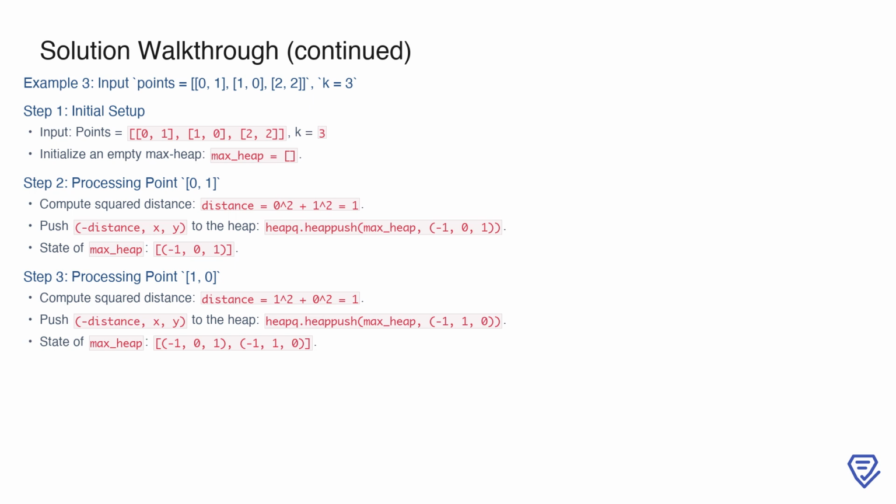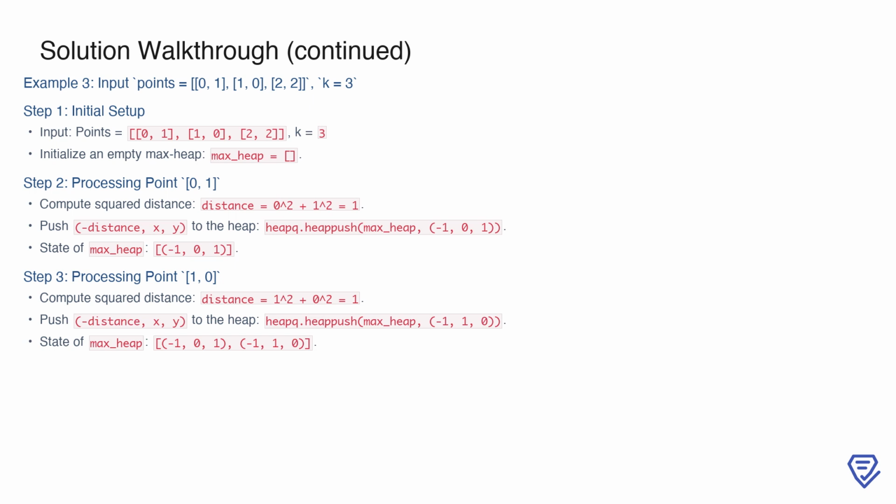First, we initialize an empty max heap. We then process the point [0, 1], calculating its squared distance as 0² + 1² = 1. We push this into the heap as [-1, 0, 1], so the heap state becomes [-1, 0, 1].